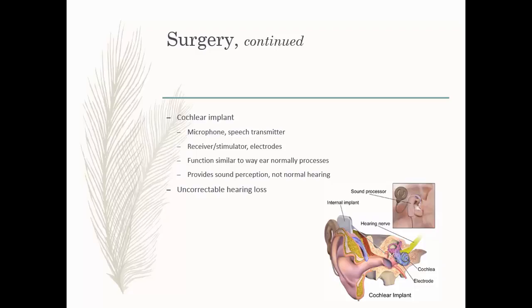The cochlear implant will function similar to the way the normal ear processes sounds. So the microphone picks up sounds, sending them to the speech processor, and they convert them to electrical impulses and send them to the electrodes for transmission to the brain. It does provide sound perception, but not normal hearing. So they can recognize warning sounds like automobiles, sirens, telephones, doors opening and closing, and they may be able to learn how to interpret the perceived sounds, such as words, over time.